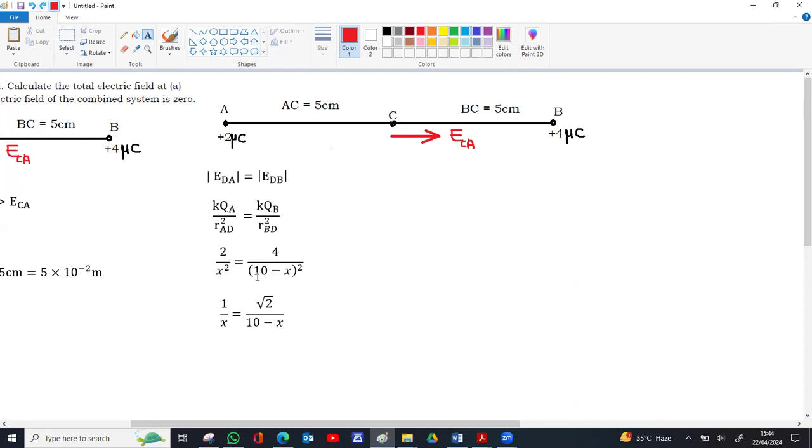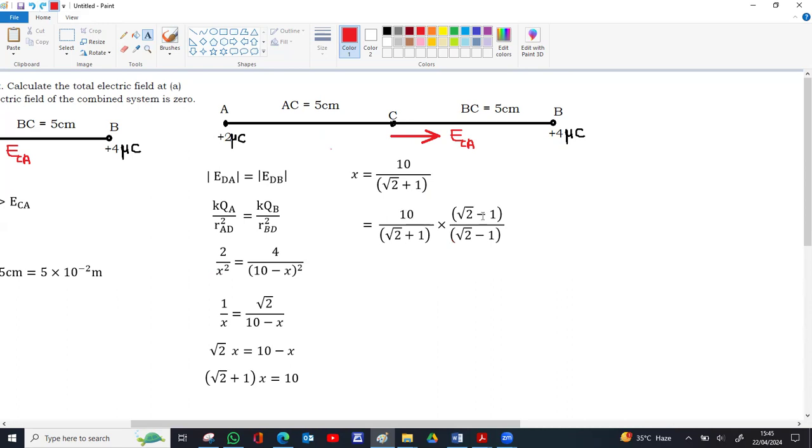You take the square root. So 1 by X equals, the 2 becomes root 2, 10 minus X whole square becomes 10 minus X. Cross multiplying, root 2 X equal to 10 minus X. So X will go left, so X comes common out. Root 2 plus 1 into X equal to 10. So root 2 plus 1 will go to the right: X equal to 10 by root 2 plus 1. You can multiply with the conjugate, root 2 minus 1, up and down, so that you can find the values.